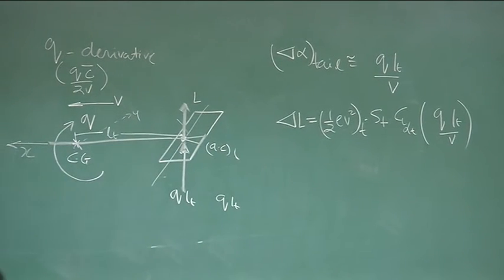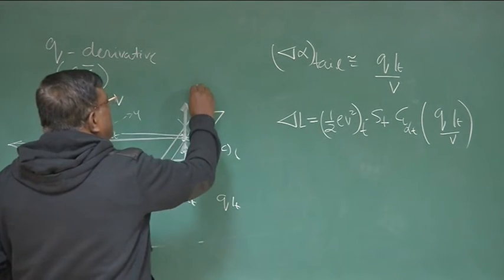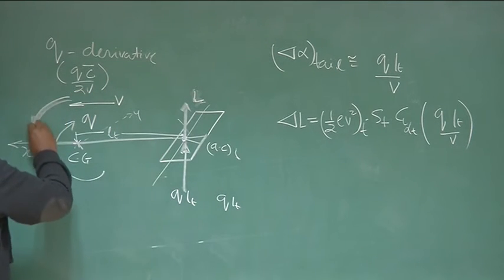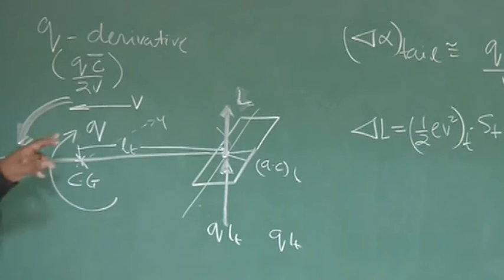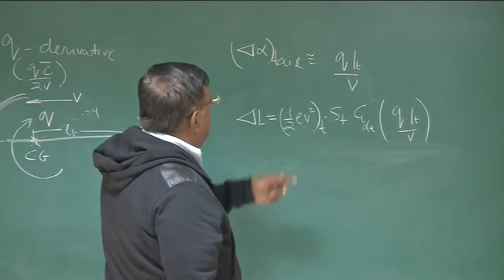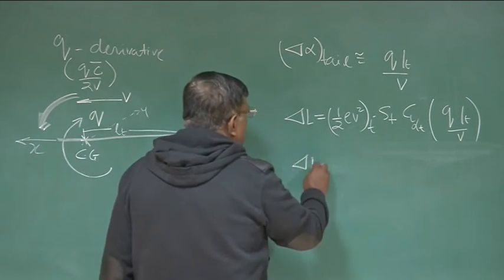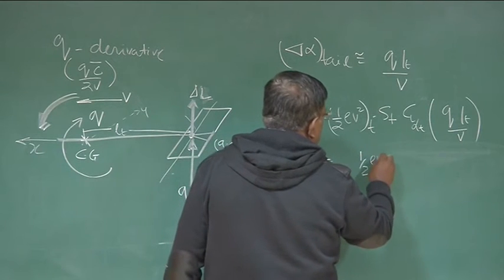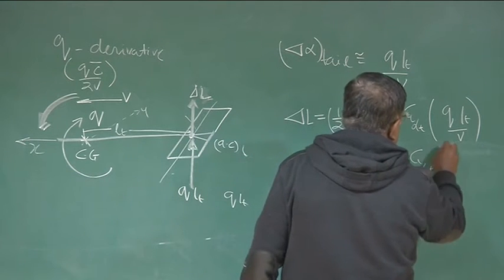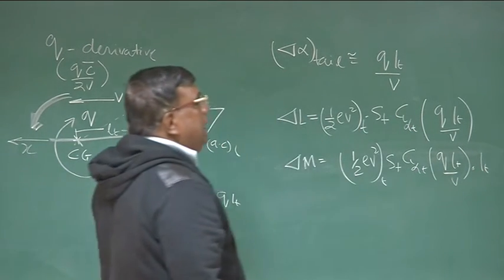No objection? This will give what type of moment about CG? Because of Q, the lift is here, upward. So what type of moment will it give? It will give a nose down moment, right? Or delta L, to be more precise. So you could see that there is an increase in lift because of Q, and this lift delta L will give a moment which is negative. So delta M I can write as half rho V square tail, S tail, CL alpha tail, Q LT by V into LT. Do you think this is the right expression?